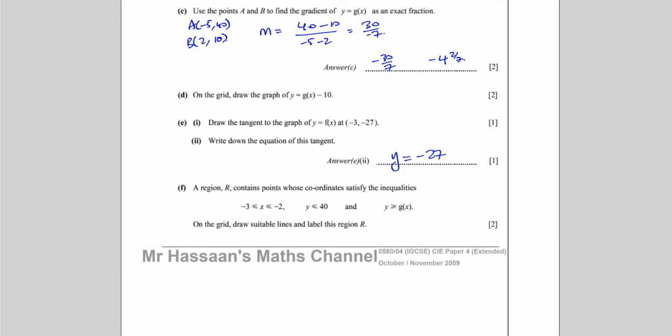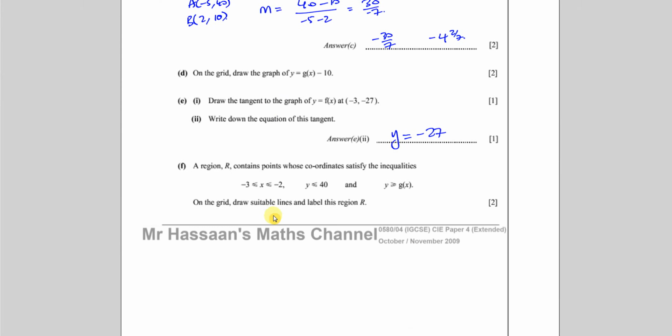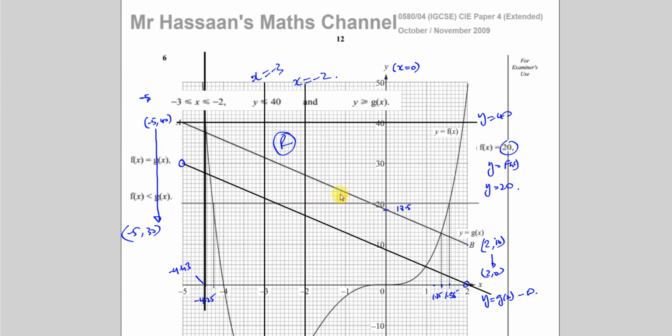On the other side, what's there? That's a new question. So that's question number 6 from October-November 2009, paper 4 in IGCSE Cambridge.